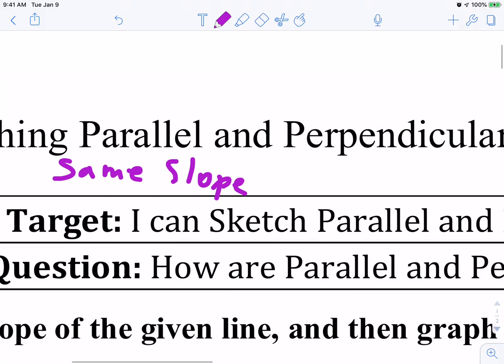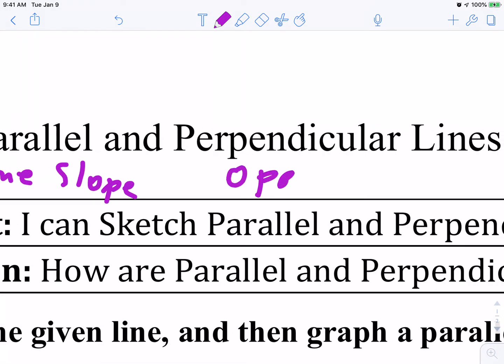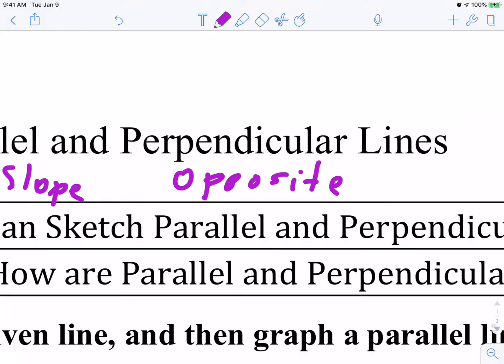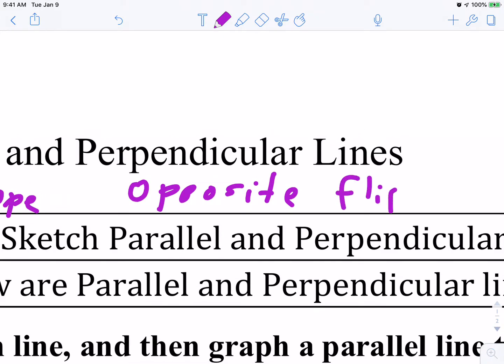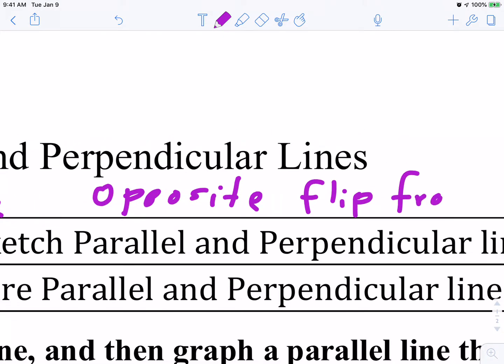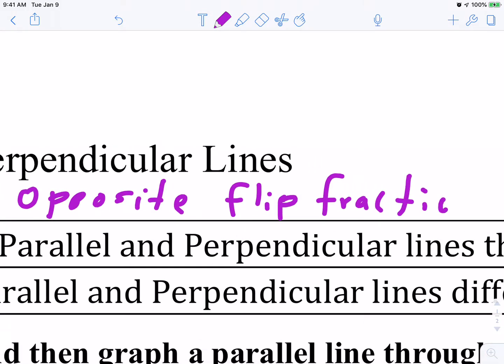Perpendicular, your slopes are opposite. As in, if it's a plus, it becomes a minus, positive and negative. And you have to flip the fractions. And remember, perpendicular makes a 90-degree angle.